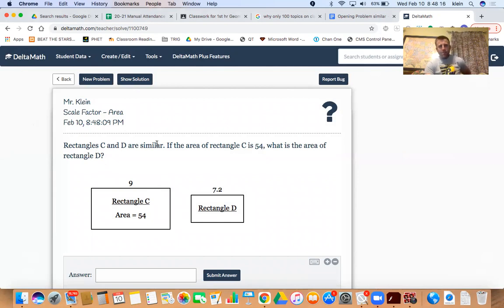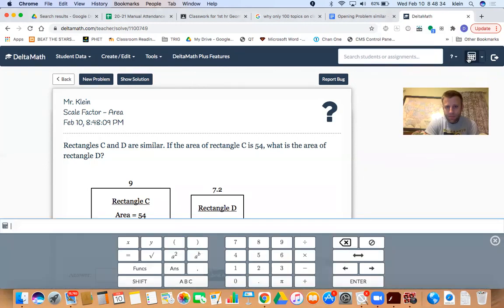Rectangles C and D are similar. The area of rectangle C is 54. The area of rectangle D is what we're trying to find. And they give you this 9 and this 7.2. So you've got to think scale. What's a scale? So remember, for scale factor, it's going from this to this. So we're going to do where it ended divided by where it started.